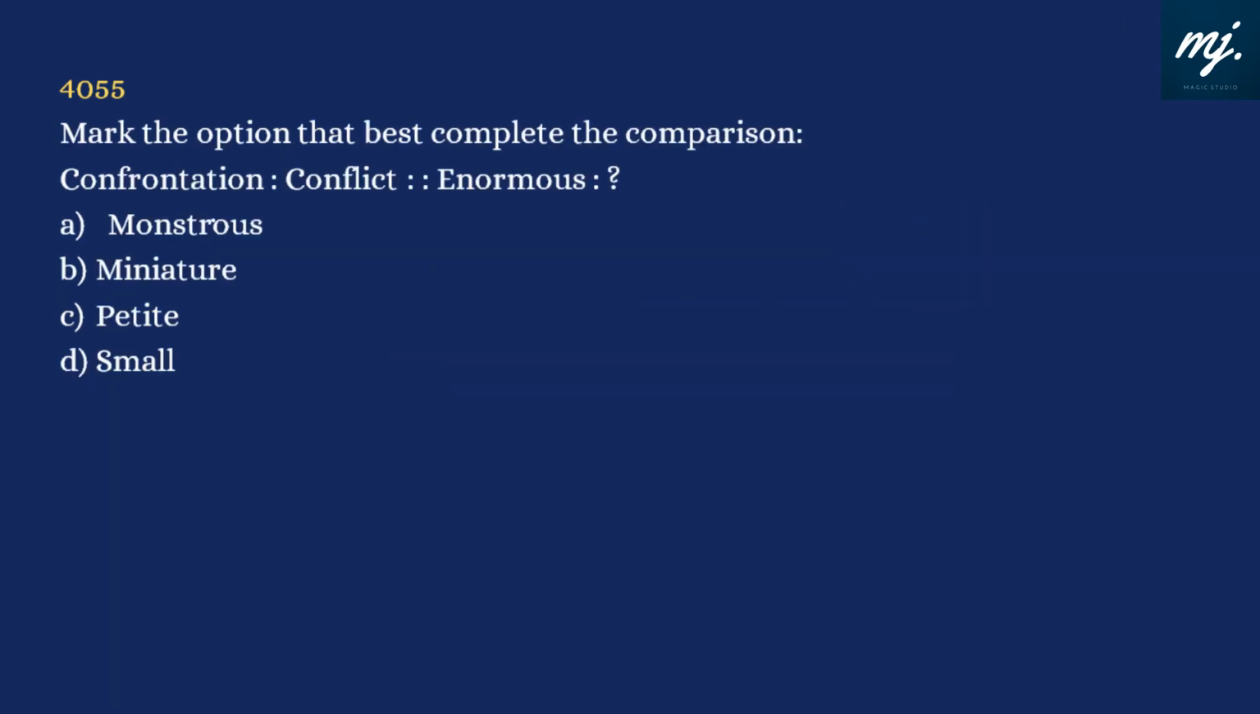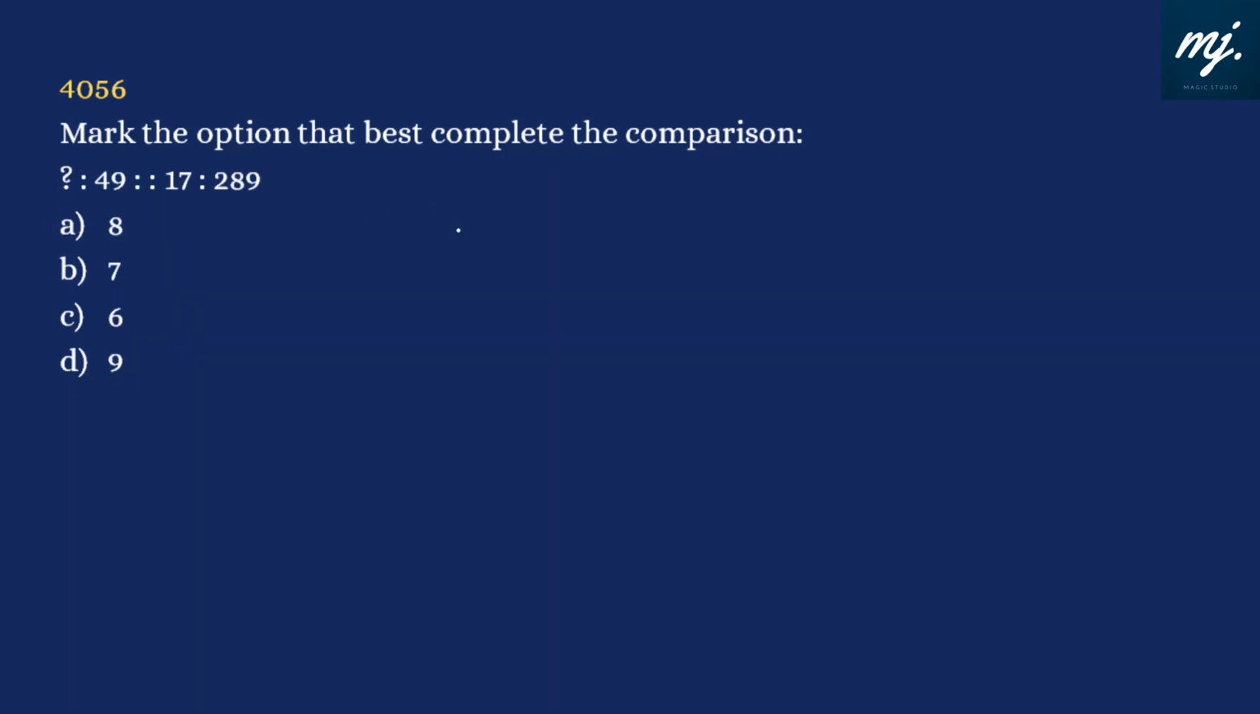Word analogy, confrontation, conflict. Enormous should be monstrous. Mark the option that best completes the comparison. Okay, 17 square is 289. Then 49 is 7 square. So it should be 7. 7 is to 49. 7 square 49. 17 square is 289. We mark on 7 and move on.